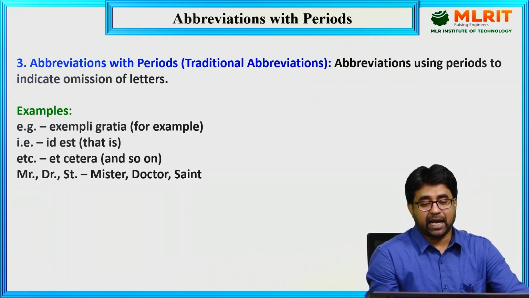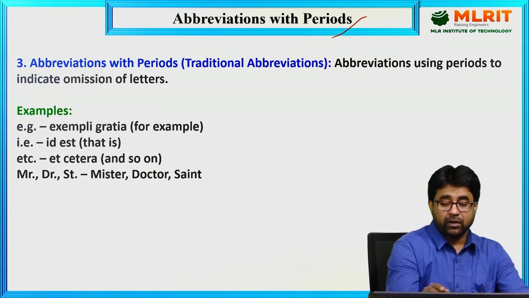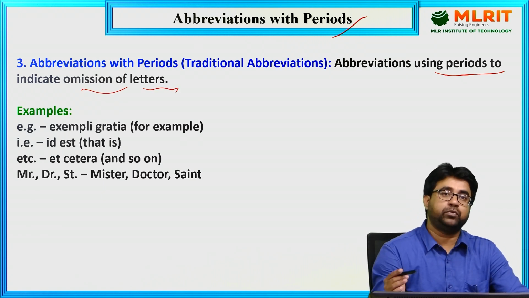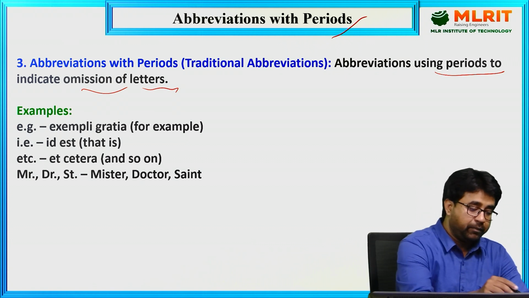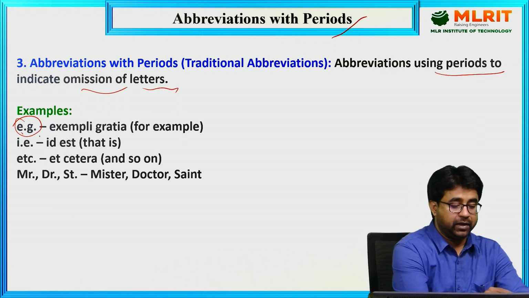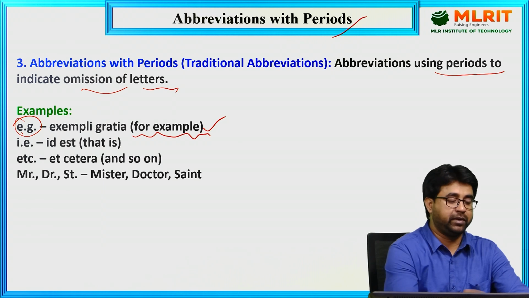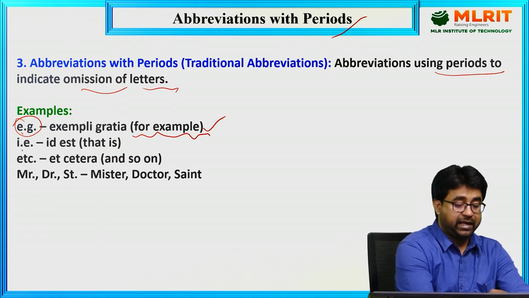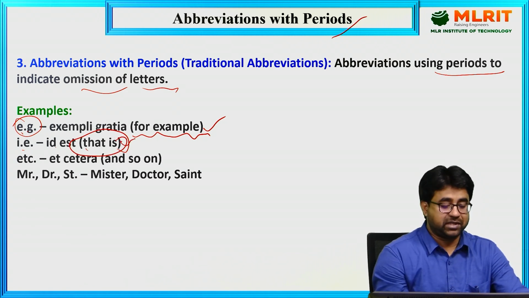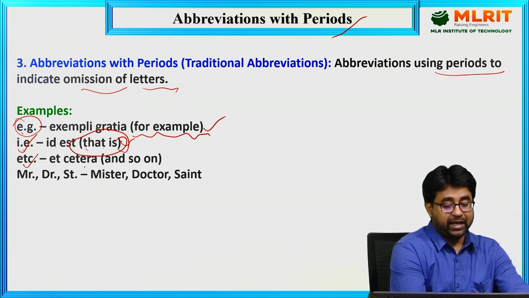Now, let's see abbreviation with period. This is the most traditional kind of abbreviation you will find in English. So, abbreviation using periods to indicate omission of letters. Simply, a big phrase would be shortened, and we would be using the letters, and in between a dot, a full stop, would be there. So you can see e.g., exempli gratia. For example, instead of saying for example, we use e.g., E-G, and then i.e. That is called id est. It's a Latin phrase which originally translates to that is. So instead of that is, we use this particular abbreviation, etc., et cetera, and so on.